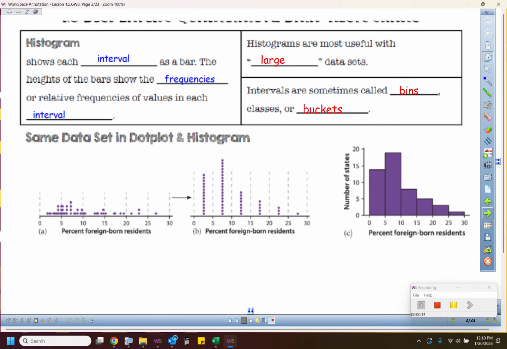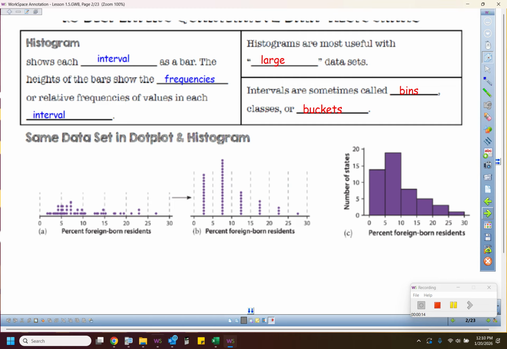And these intervals, a lot of people call them bars. They're supposed to be called bins or buckets. I don't have a problem if you call them bars. But here's the big question that almost anyone asks: what's the difference between a histogram and a bar graph? Why are they different?